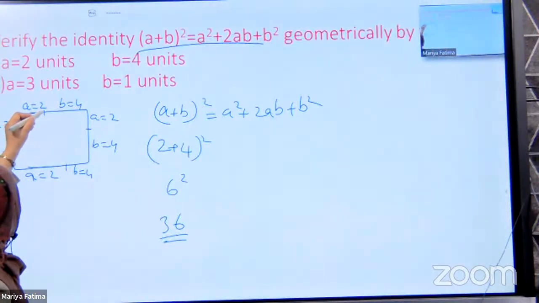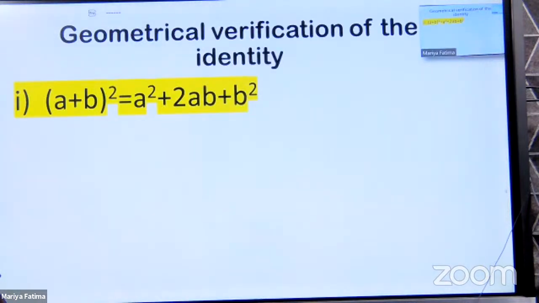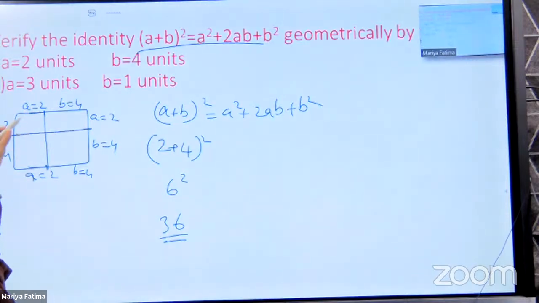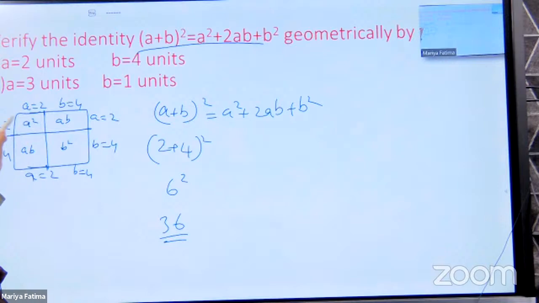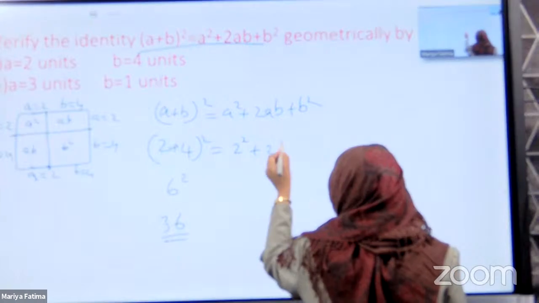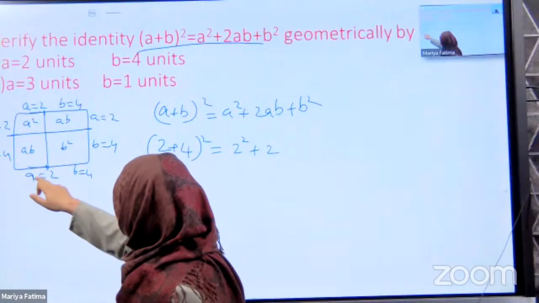So if we are making the spades, then what will be the value of this? A square, it is a square, it is AB, it is also AB, it is your B square. So A square means 2 into 2. So we have to substitute 2 square plus, then AB. AB is how much? This is your 4 into 2.